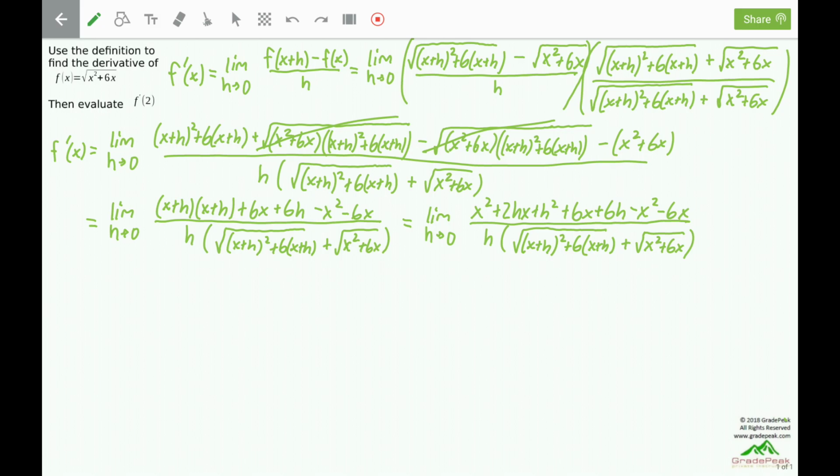In the numerator, we have a positive x squared and a negative x squared. We have a positive 6x and a negative 6x, and nicely those all canceled. They did not have an h in them. All of the remaining terms have an h in them, and that h will therefore be able to factor. So we have left a 2hx plus an h squared plus a 6h. All of this is over that entire denominator. So I'll just write again exactly as we see it.